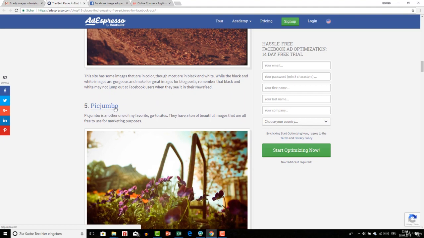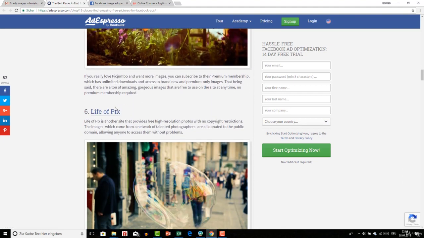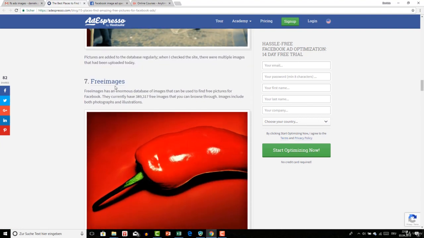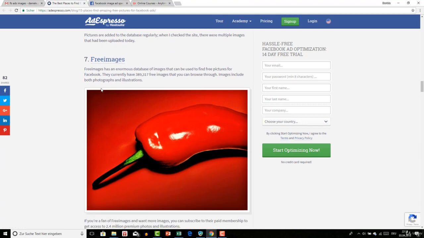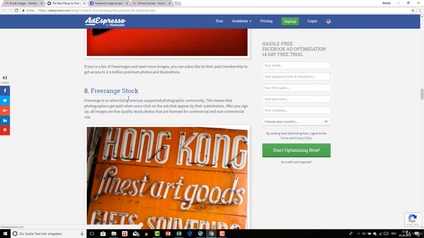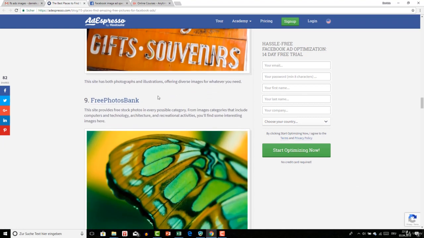PicJumbo. Life of Pics. Lifeofpics.com. Free images at freeimages.com. Pay attention that some are copyrighted, you should pay for a license, and others are free. Free range stock, freerangestock.com, and freephotosbank.com.